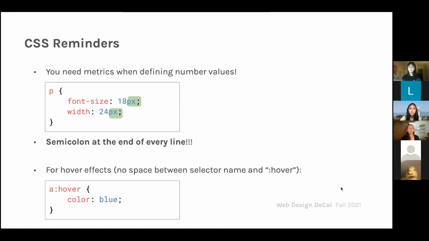Okay, so first, a few reminders of things we've already learned. When it comes to formatting in CSS, you want to remember to give units to your numbers, the way science teachers always say. So for font size, you might want to do pixels. For other things, you might want to do transition 0.2s for seconds. And you also want to end each line with a semicolon just so that the processor knows it's the end of a line. And also when it comes to hover effects, you don't need to put any spaces between the selector and the colon hover. So you just do a colon hover, no spaces in between.